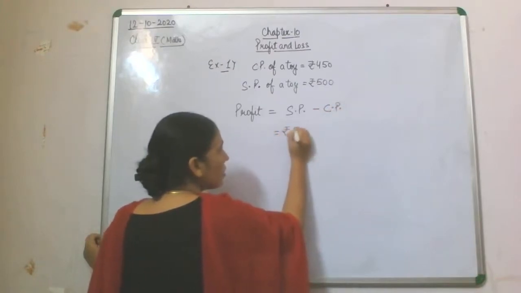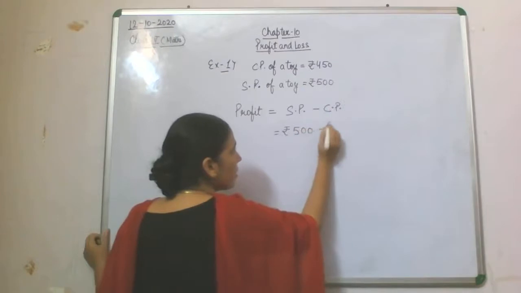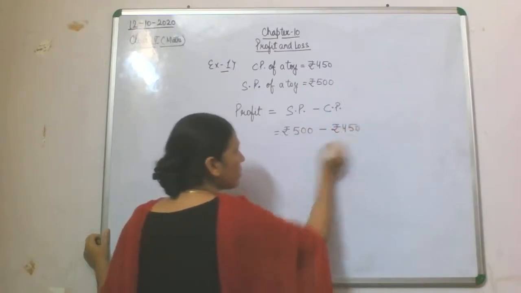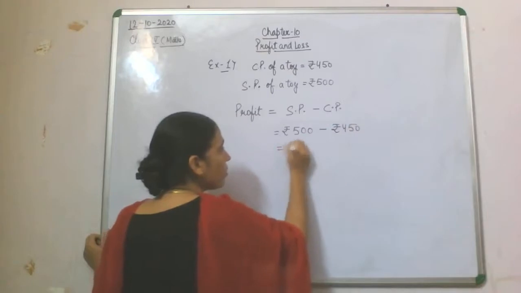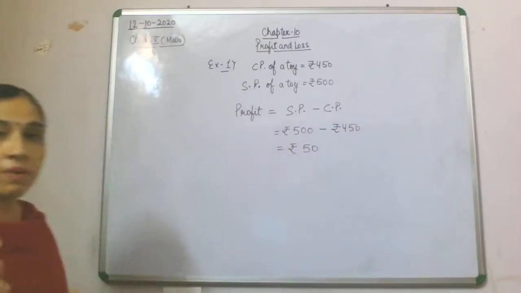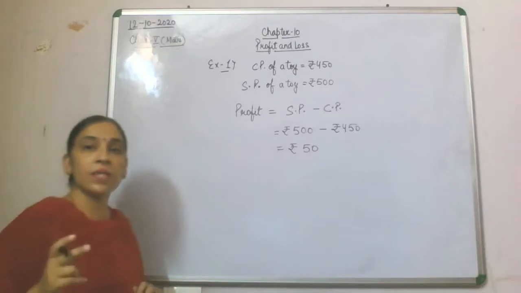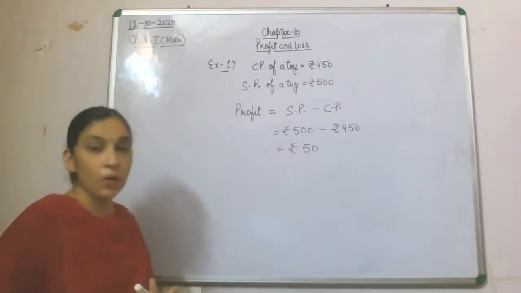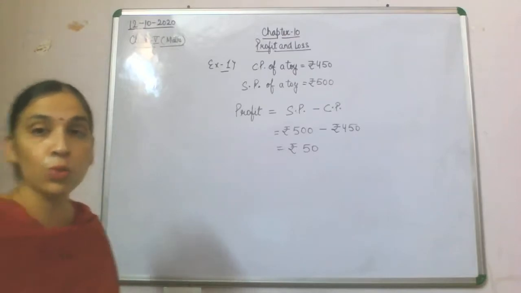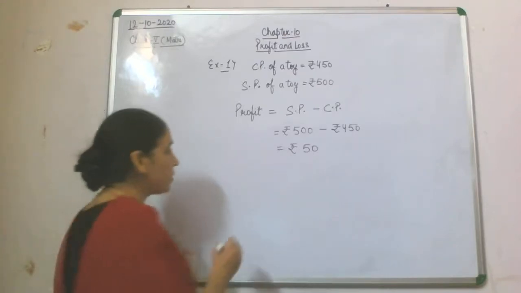So now we'll do the subtraction. 500 minus 450, what are we getting? Rupees 50 is the profit. First we will calculate profit, and after that only can we calculate profit percent. Now what is the next step? The next step is to calculate profit percent.